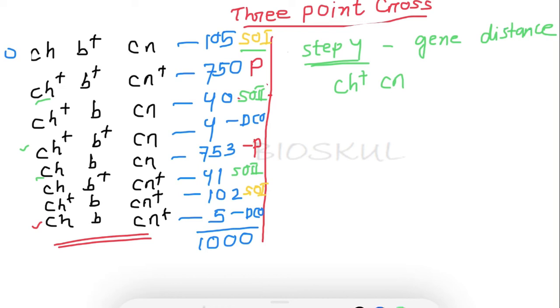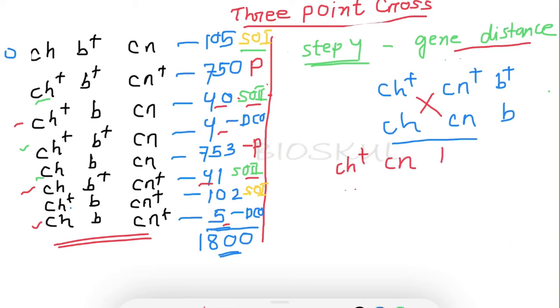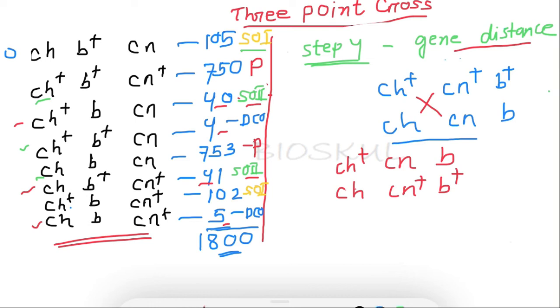After arranging the parental genotype, we got it like this: CH plus, CN plus, B, and CH, CN, B plus. First, we will find out the distance between CH plus and CN plus. Between these two, let's cross it. So what is the crossover product? From left to right, it will be CH plus CN B, and the other one is CH CN plus B plus.